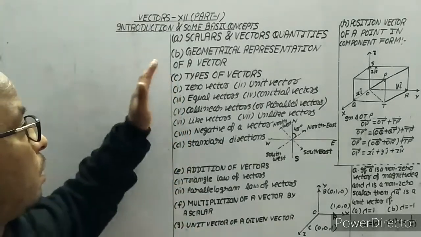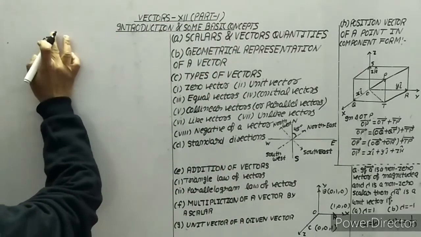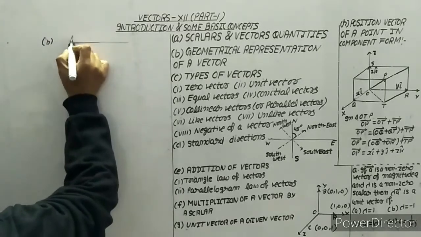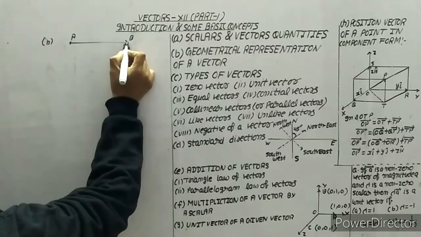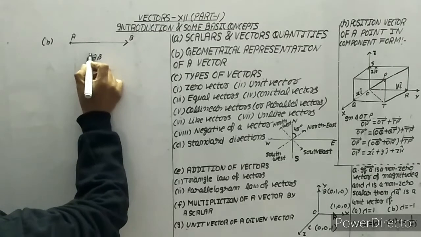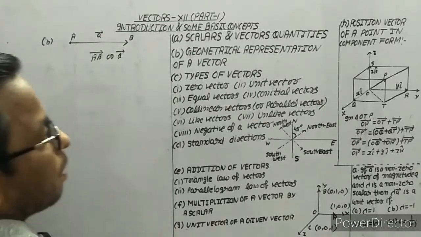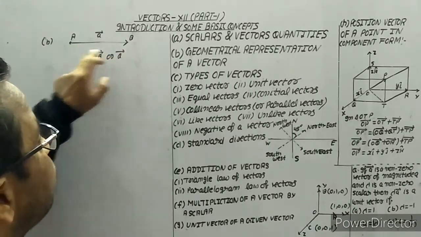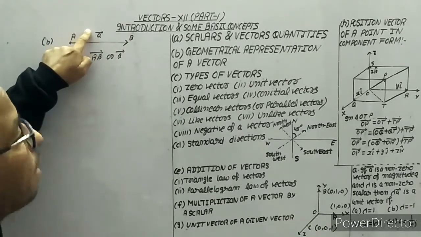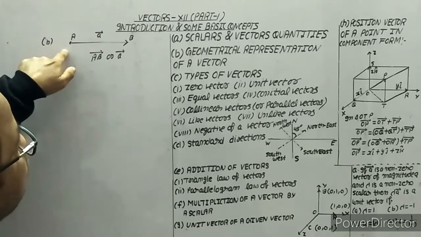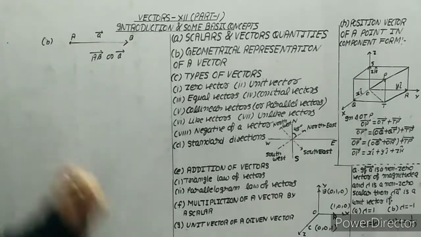Now, geometrical representation of a vector. Suppose we are drawing a line segment AB and we are marking an arrow here. Then we will say this is the initial point, this is the terminal point, and this is represented by vector AB. In short, we can say this is the vector A. If we are making it from the initial and terminal points, then we will write AB, and otherwise in short we can write vector A. It shows that the direction of this vector is from A to B, or we can say this vector is directed from A to B.